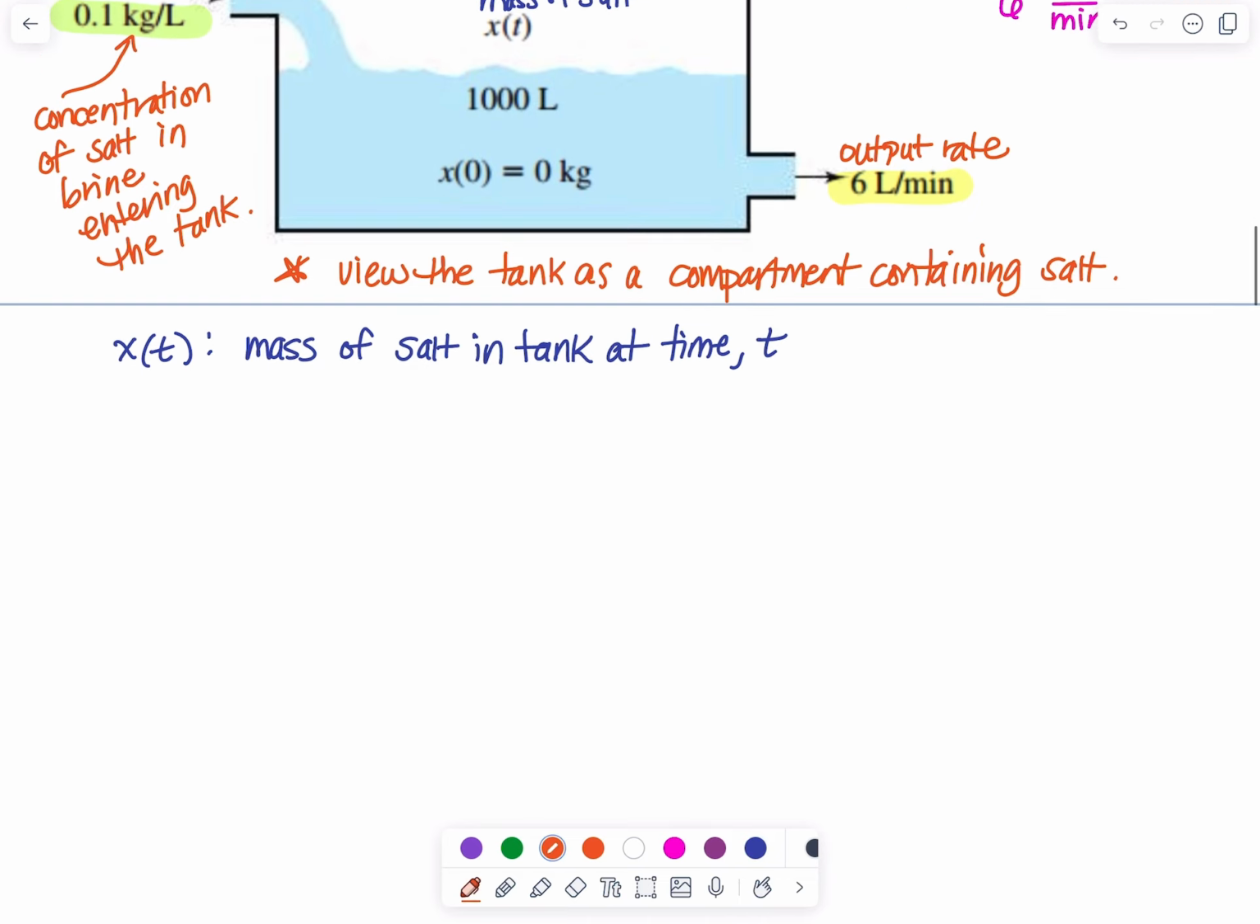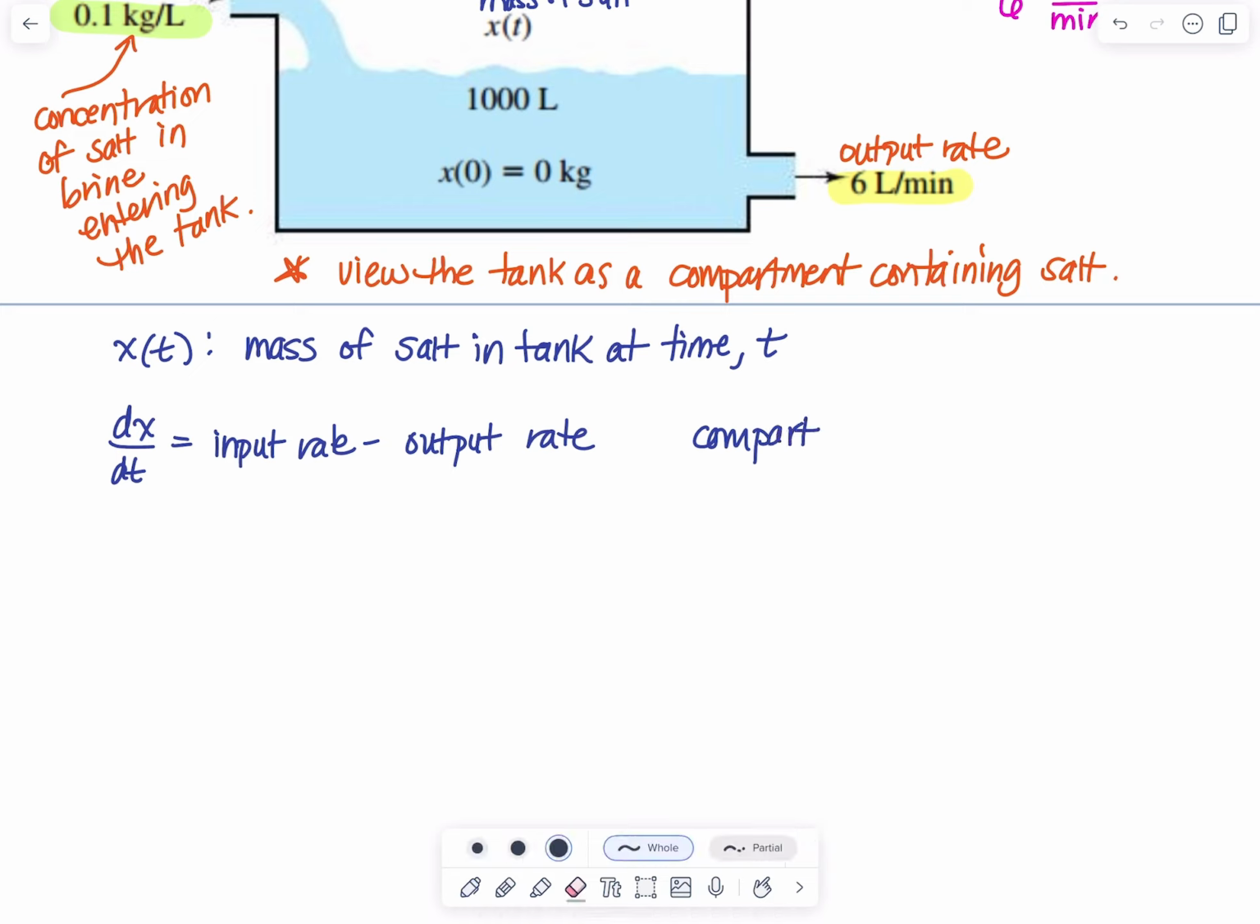And we are going to use the model for compartmental analysis. So here we will have dx/dt is equal to the input rate minus the output rate. And this is our compartment system.